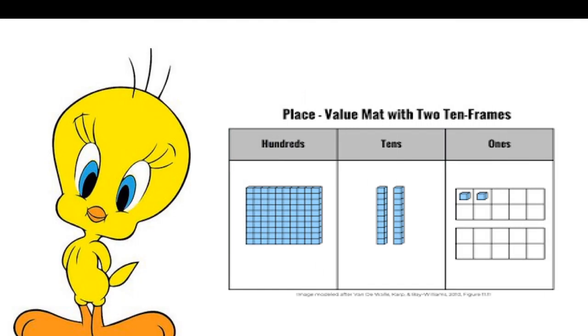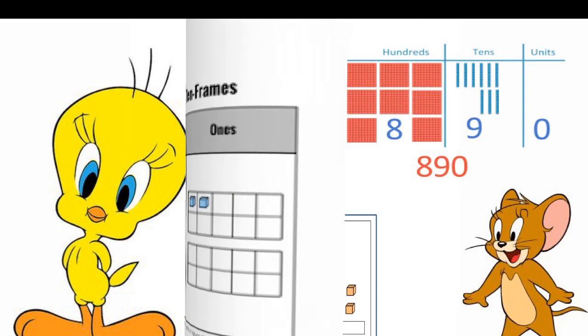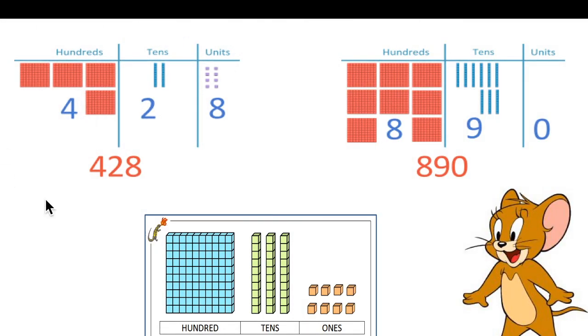So please remember, these are blocks for ones. These are blocks for tens. And this is a block for hundreds. Let's have some more examples.